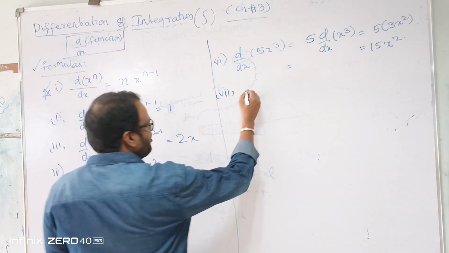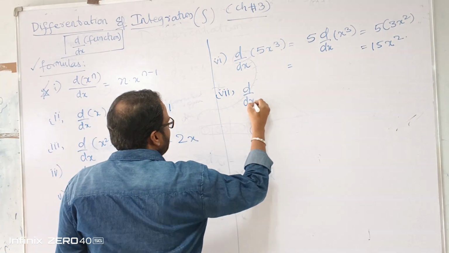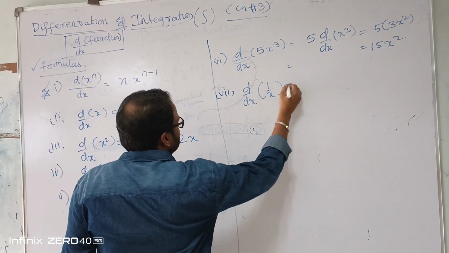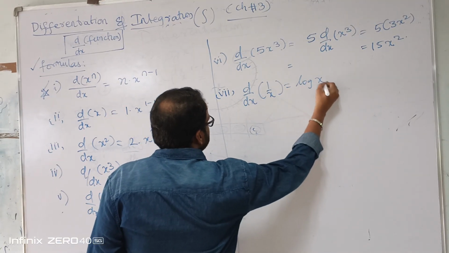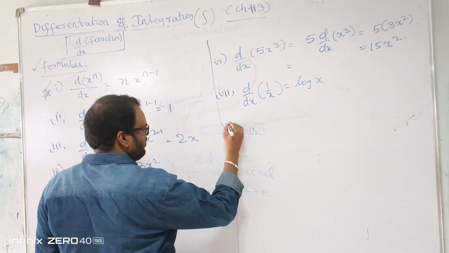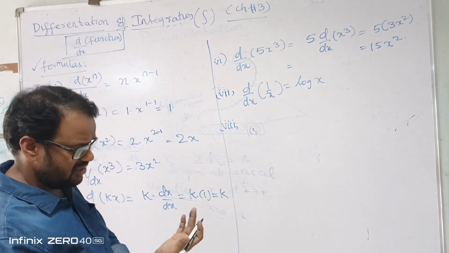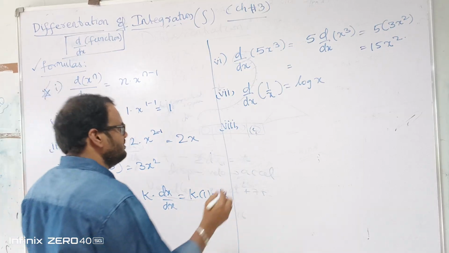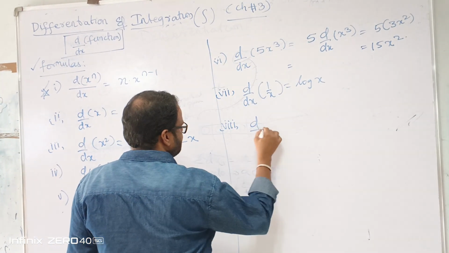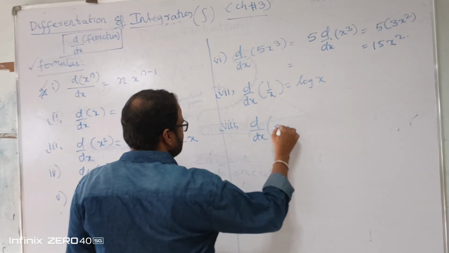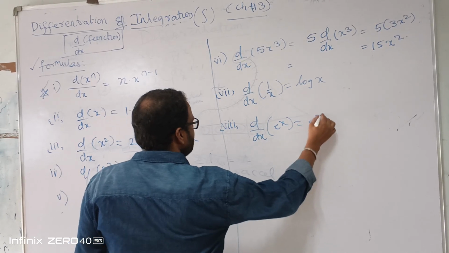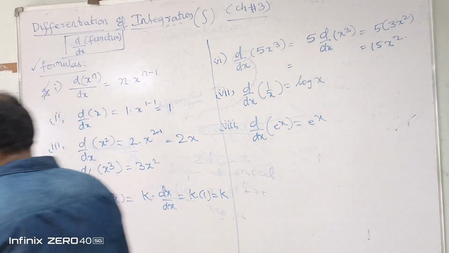And some more formulas you should know: d by dx of 1 by x is equals to log of x. Just remember the formulas as of now. We don't know when we are going to use that. Whenever the examples come in the chapter, we'll use those formulas then. At least for now, remember this formula. D by dx of e power x is equals to e power x itself.